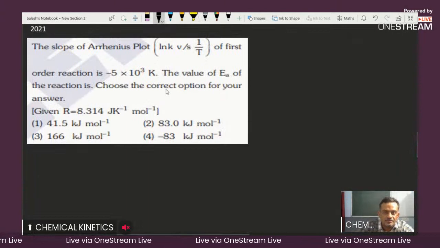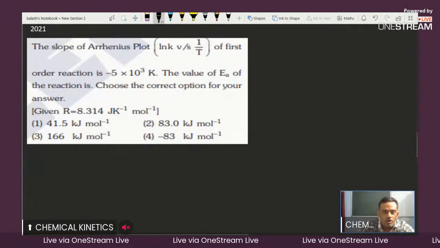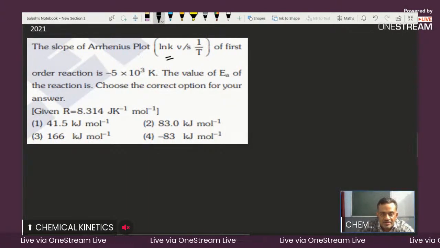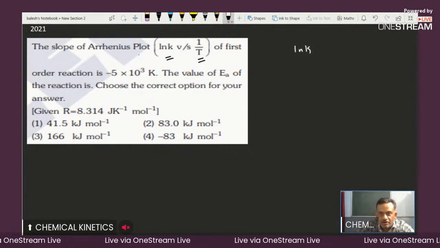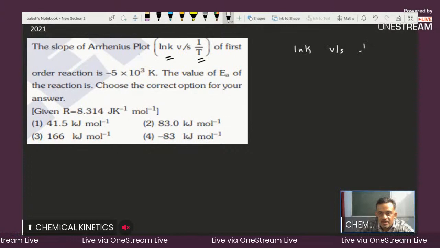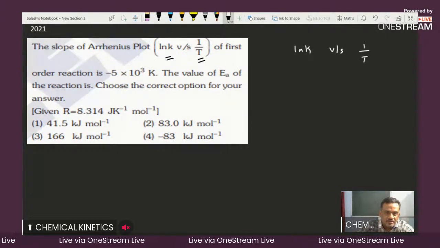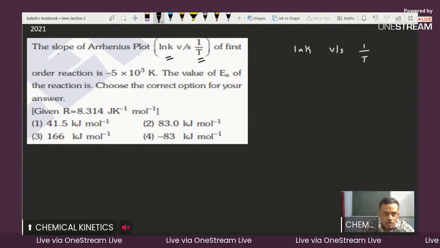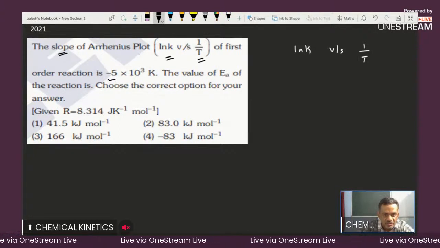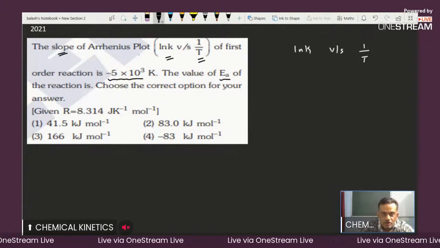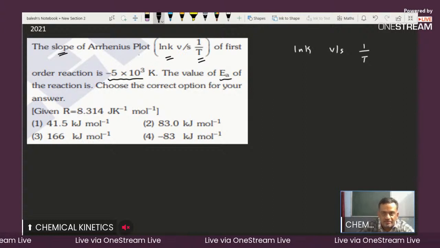Going with the next question. The slope of Arrhenius plot, ln k versus 1 by T, of first order reaction. The graph is ln of k versus 1 by T. Slope is given here. The value of EA of the reaction is, right?